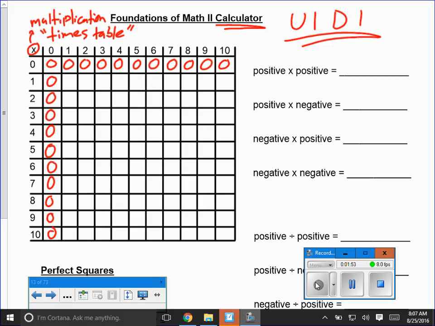So now we're going to do the ones. Multiply 1 by anything, we always get the other number. So 1 times 0 is 0, 1 times 1 is 1, 1 times 2 is 2, 1 times 3 is 3. And we keep following that same pattern all the way out. And same thing going down that column with the ones. So 1 times 0 is 0, 1 times 1 is 1, 2, 3, 4, 5, all the way up to 10.